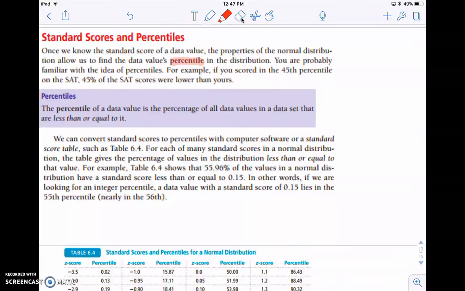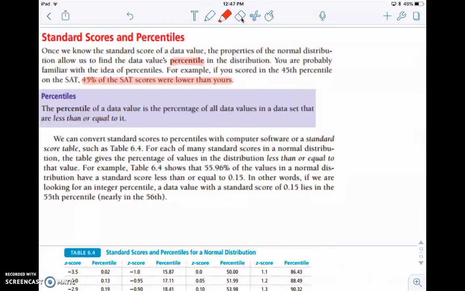So for example, if you hear someone say you scored in the 45th percentile on the SAT, what that means is that 45% of the SAT scores were equal or lower than you. And so that's what we mean by percentile.